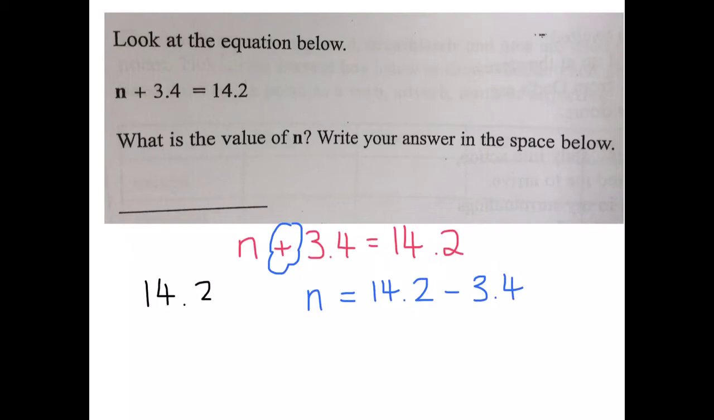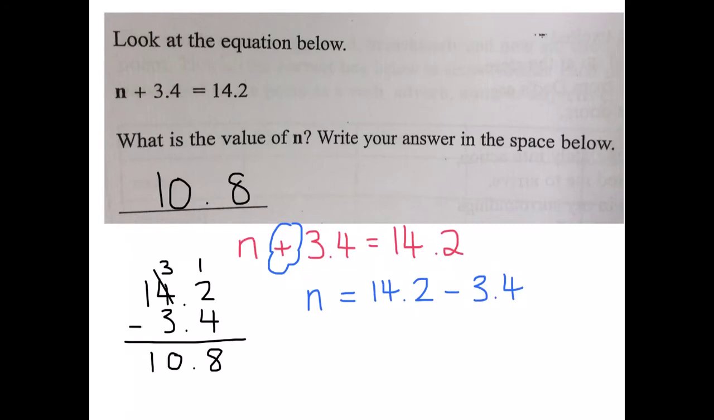So I'll write a vertical sum, keep my decimal points all in a line. 2 take away 4 we cannot do, so we've got to do some exchange. 12 take away 4 is 8, decimal points in a line. 3 take away 3 is 0, 1 take away 0 is 1, so your value for N is 10.8.